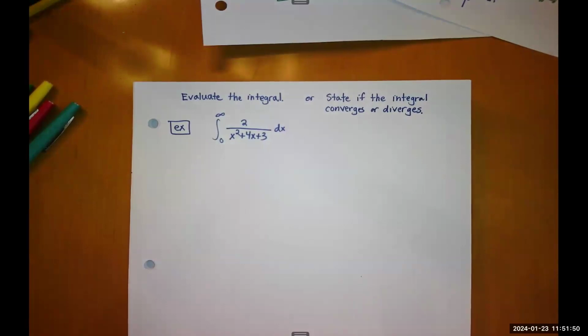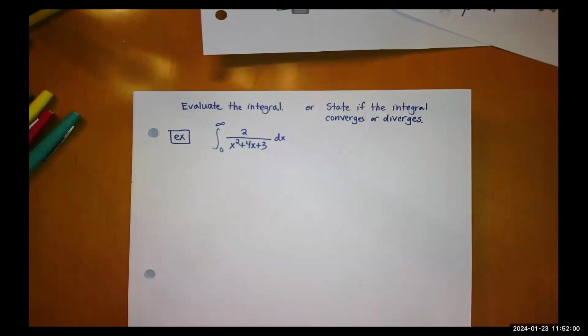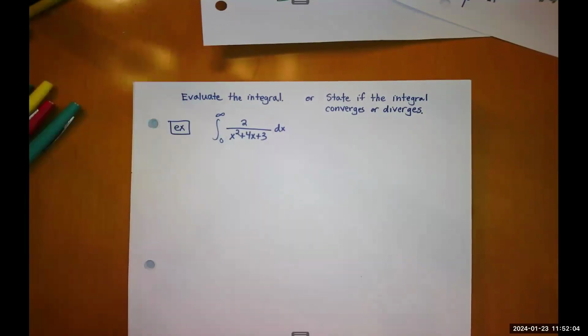So sometimes they will outright say, evaluate the integral. If it diverges, state it diverges. Or if it converges, state that it converges. Or simply show that this integral diverges, things like that. And without that vocabulary, we would still have an improper integral.